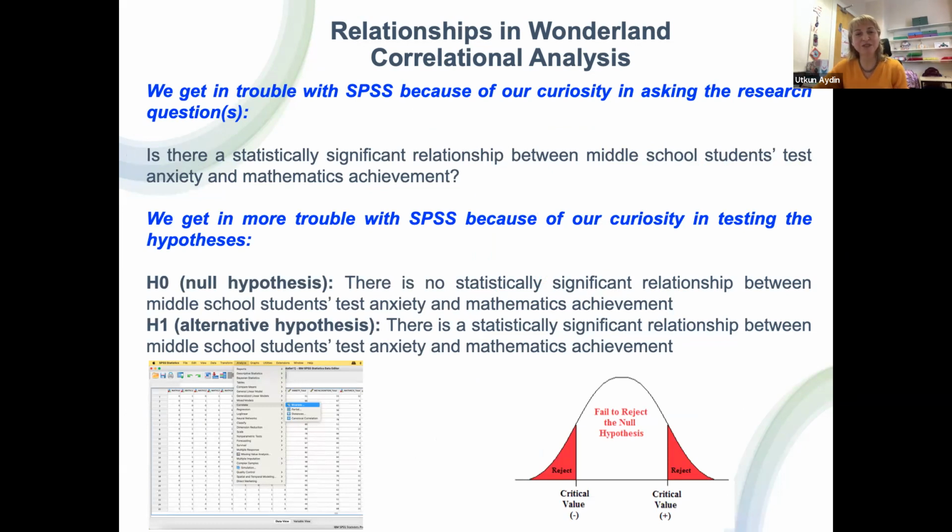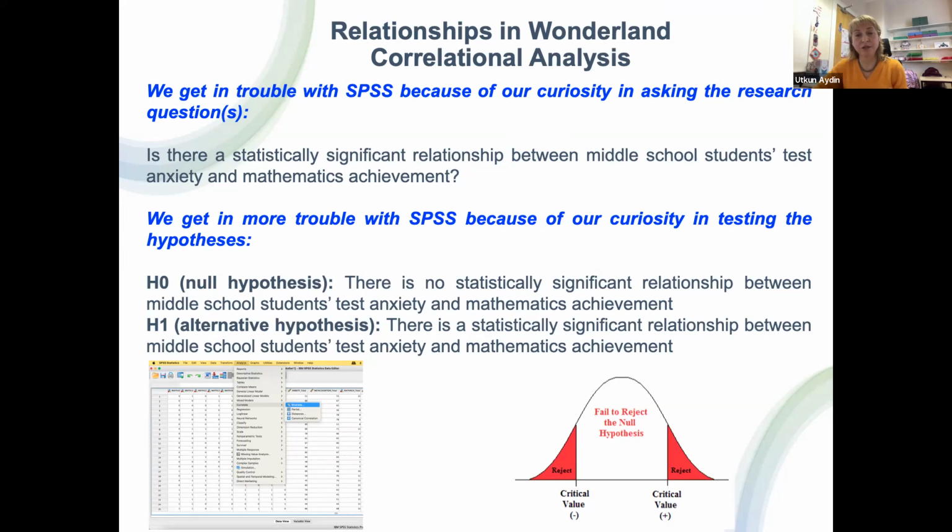We get in more trouble with SPSS because of our curiosity in testing the hypothesis. Null hypothesis states that there is no statistically significant relationship between middle school students' test anxiety and mathematics achievement. And alternative hypothesis states that there is a statistically significant relationship between middle school students' test anxiety and mathematics achievement.